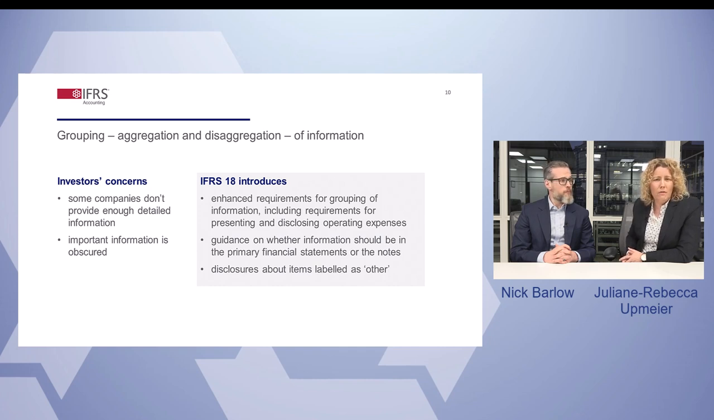A company will present information in the primary financial statements to provide useful structured summaries of the company's income, expenses, assets, liabilities, equity, and cash flows, and disclose other material information in the notes to supplement the primary financial statements. Finally, IFRS 18 will also include requirements to help companies determine meaningful labels and disclose information about items labeled as other. So Nick, these are the three key sets of requirements that will be introduced by IFRS 18. Would you be able to explain how IFRS 18 will be structured?